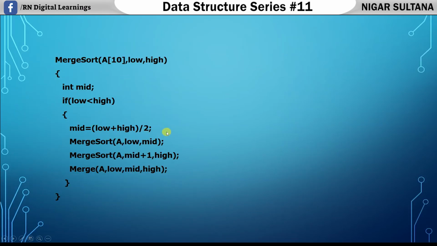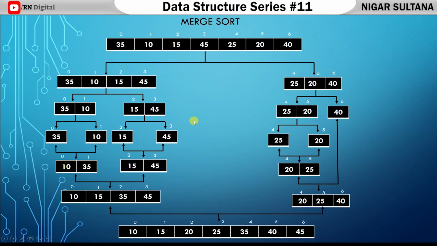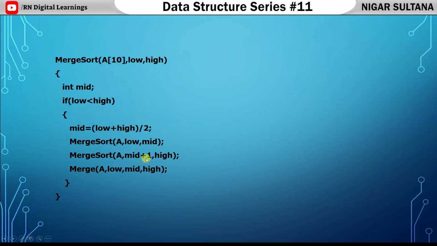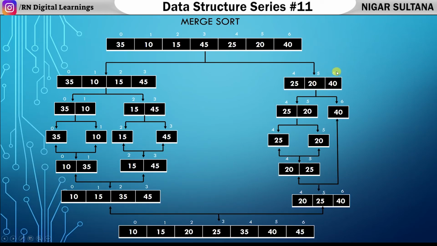Next, I'll be calling merge sort again. So we have merge sort of a, low and mid. Why do we use this? Now this is my low and this is my mid. Again I'll be using merge sort to solve this subarray. Then this part is solved by merge sort of a comma mid plus 1 comma high. Now mid plus 1 is this part and high is this one. So mid plus 1 will be the low and 6 will be the high.